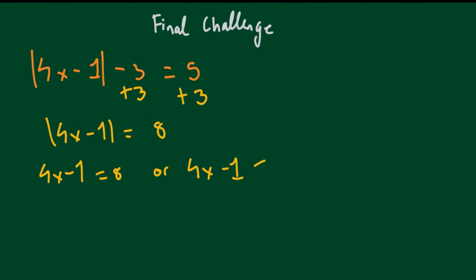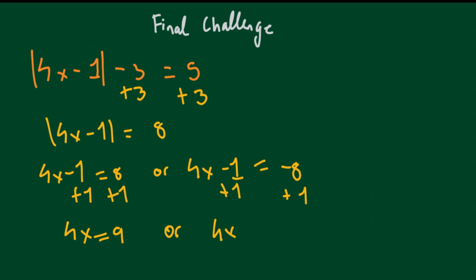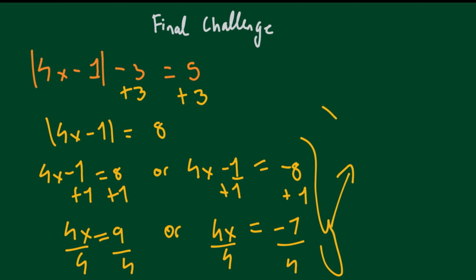4x minus 1 is equal to negative 8. Plus 1, plus 1, plus 1, plus 1. You just have to get into that rhythm, like it's a song. You just have to have that in your mind going. 4x is equal to 9, or 4x is equal to negative 7. And then divide that by 4. So you would get x as 9 over 4 or negative 7 over 4. That will be your answer. Okay, great job.